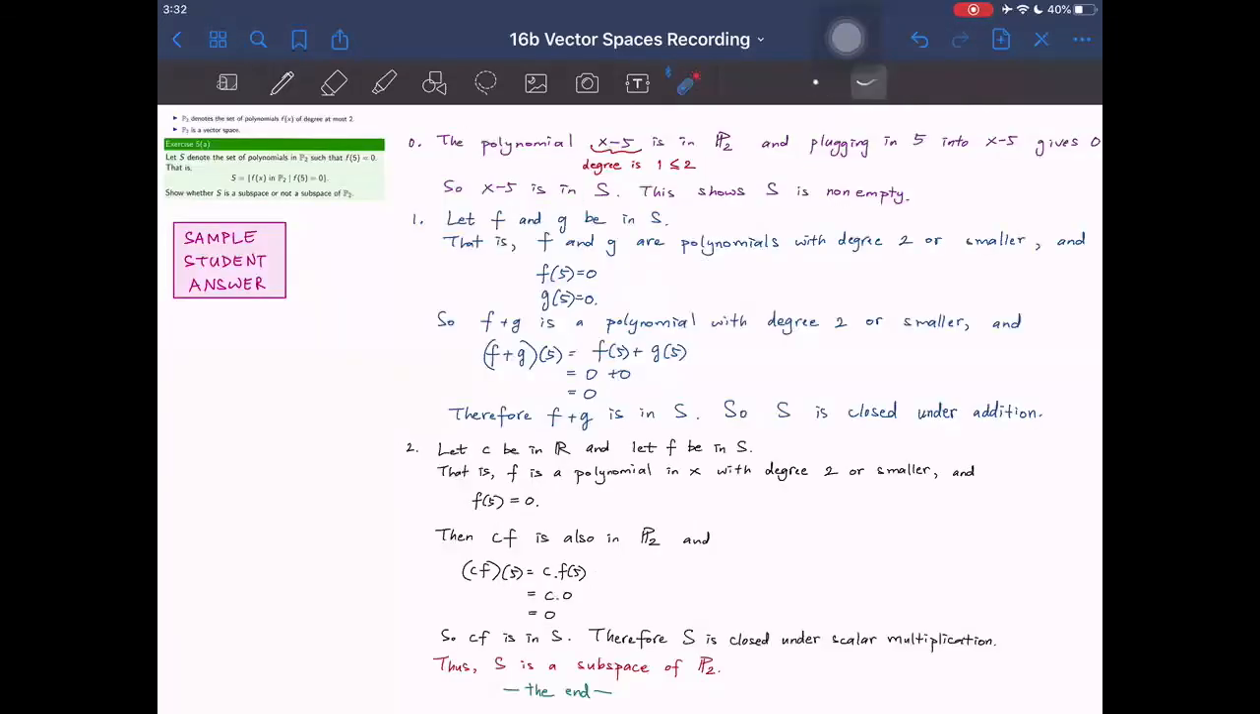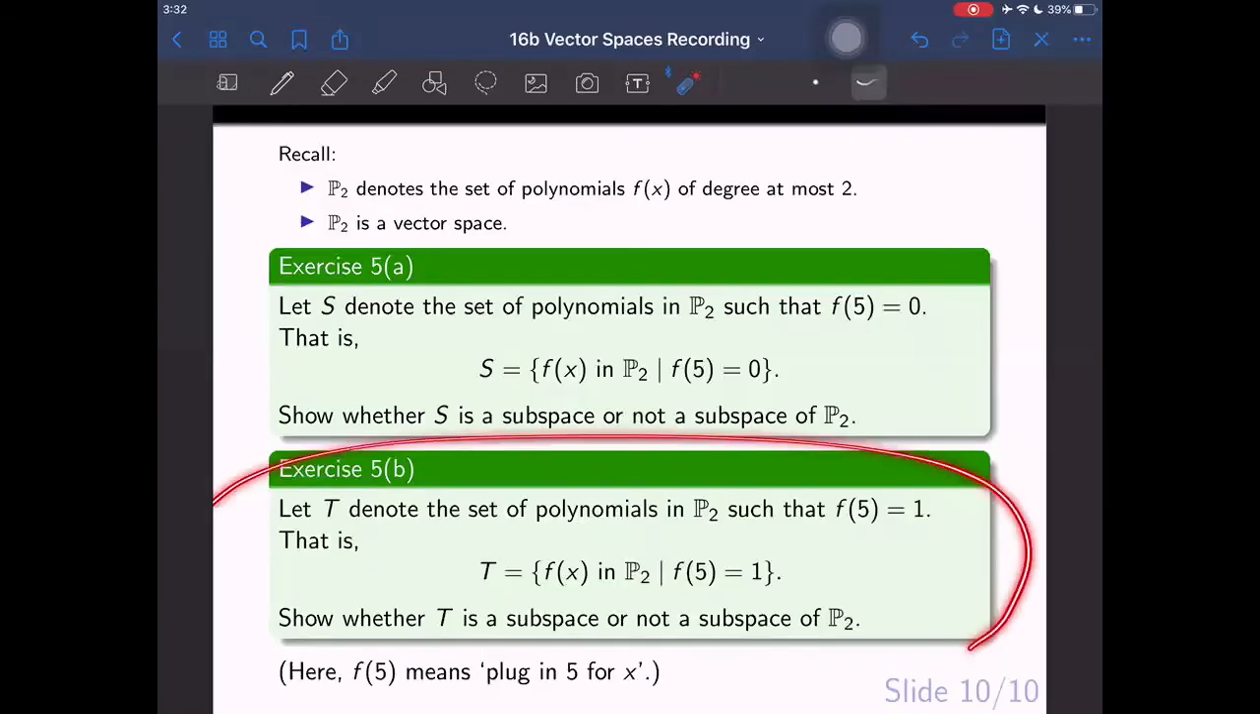I have erased my comments and put the entire answer in one page. Please use this as a template. Now let's look at this next exercise. I am working with the same bigger vector space, which is P2, but I define my set T to be the set of polynomials in P2 so that if you plug in 5 into the polynomial, you get the number 1 instead of 0. And again, we want to show whether this subset is a subspace or not.